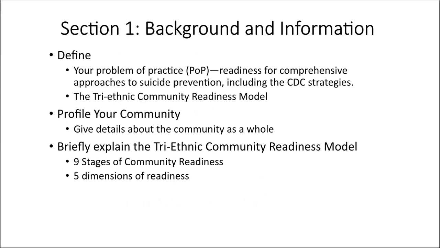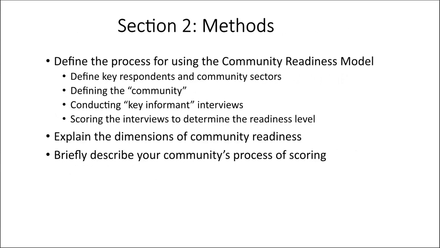Section 1 of the report really is about background and information. It's going to define your problem of practice, in this case, readiness for comprehensive approaches to suicide prevention, including the CDC strategies. It's going to describe the tri-ethnic community readiness model. It will give a few details about your community as a whole. And it's going to also explain the tri-ethnic community readiness model, including the 9 stages of community readiness and the 5 dimensions of readiness.